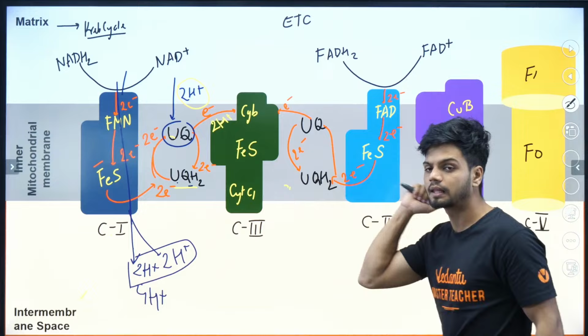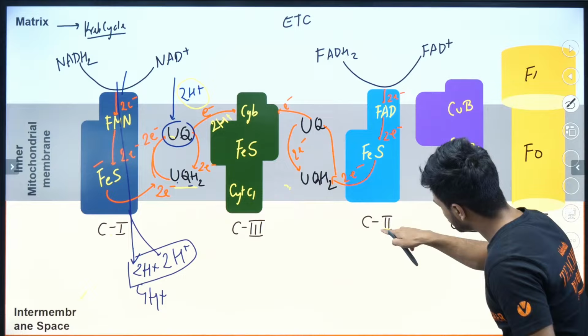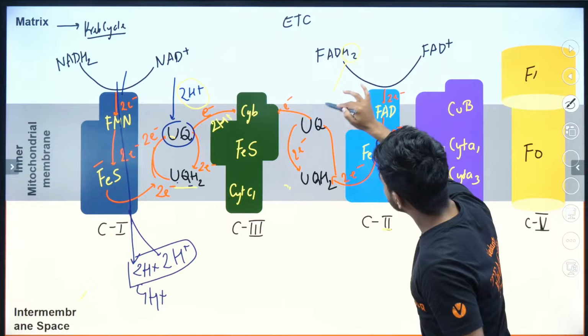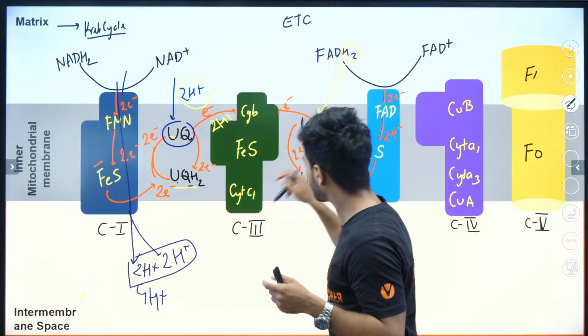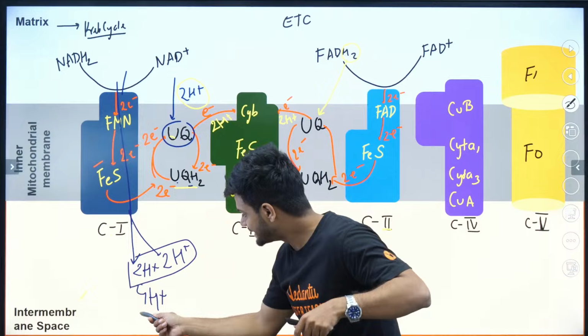Now, what about the H plus? In the case of your complex 2, this H2 is taken up by your ubiquinone and it is sent to your complex 3. Similarly, how 2H plus was sent here, 2H plus are sent here. Now you can ask me a question. Sir, in complex 1, the 2H plus was directly sent to the intermembrane space. Why can't we send the protons directly in complex 2?